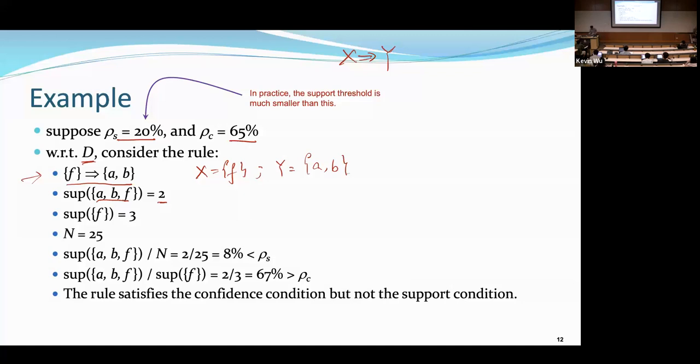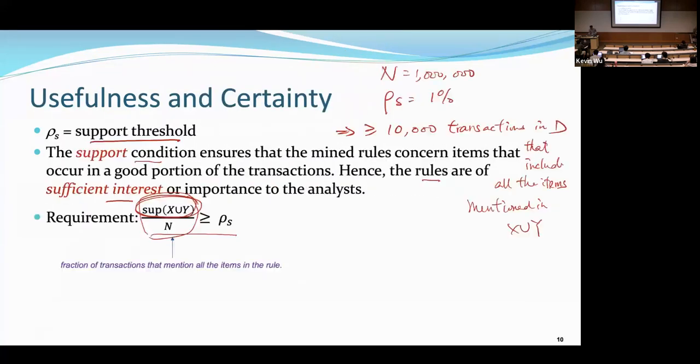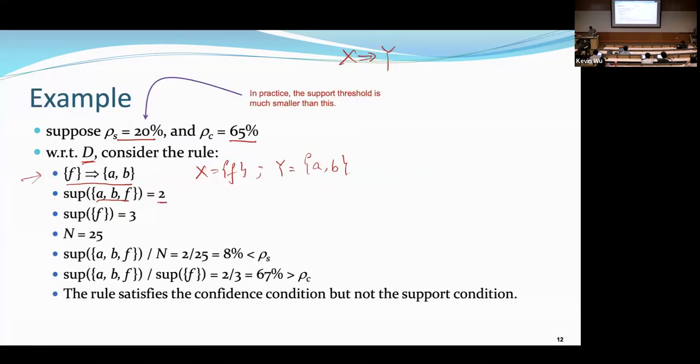For the support requirement, we require this to be not smaller than rho S. The number of transactions N is 25, and therefore the support is 2 over 25. This is 8%. But in our example here, the support requirement is 20%. This is not satisfied. So this rule does not satisfy the support requirement.